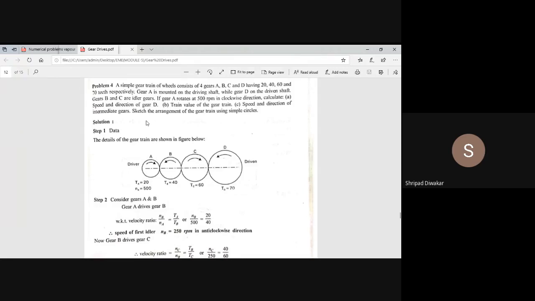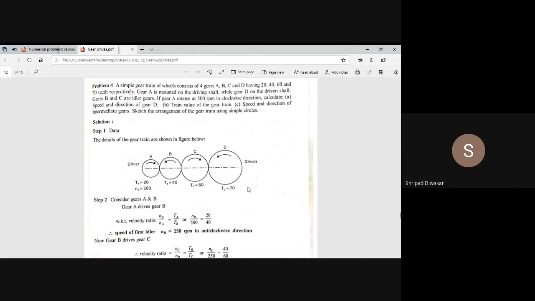A simple gear train consists of 4 gears A, B, C, D having 20 teeth, 40 teeth, 60 teeth, and 70 teeth respectively. Gear A you have to show in clockwise direction, gear B in anti-clockwise, gear C in clockwise, and gear D in anti-clockwise direction. This is the first arrangement of gears. The gear is mounted on the driving shaft. Gear A is the driver shaft and gear D is the driven shaft.